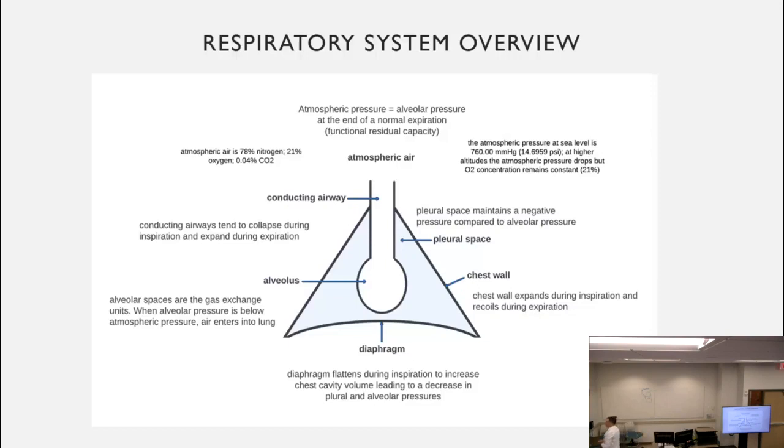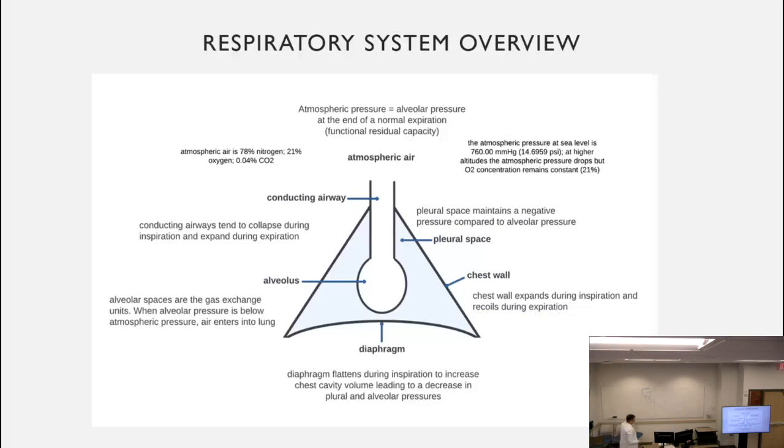Okay, if you look at that diagram, you have the chest wall, the diaphragm, alveoli, the conducting zone. All this shadowed area in the middle, between the respiratory conducting zone and the chest wall, is the pleural space. The pleural space is tightly sealed, contains a small amount of fluid, and normally always has a negative pressure compared to the air. That is like three, four, five centimeters of water negative compared to the atmospheric pressure. So if the atmospheric pressure at sea level is 760, the pressure in the pleural space is going to be 756.